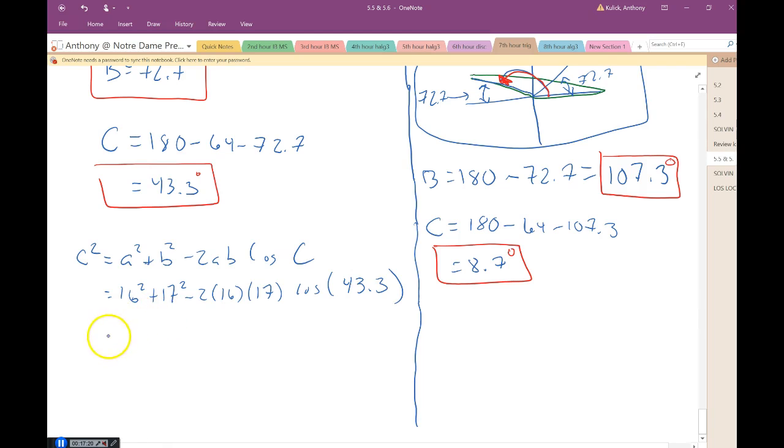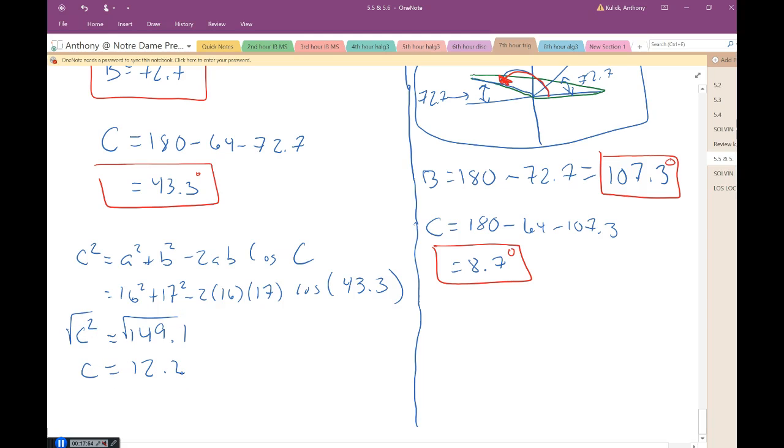When I do that, I get 149.1-ish. Mr. Kulik, that's got to be wrong. That seems way too big to be a side length. What am I forgetting? It's C squared. Oh! So what do we need to do to that? Yeah, we just need to square root it. And when I do that, I get a much more reasonable 12.2-ish.